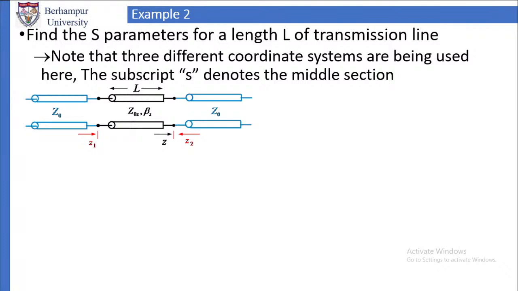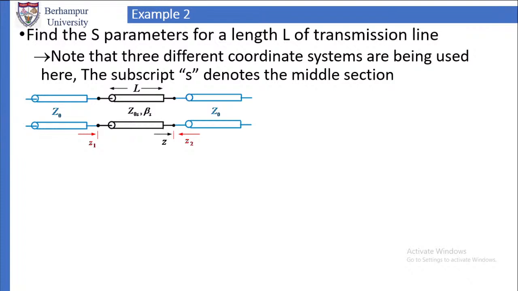Now let us see another example. Find the S parameter for a length L of a transmission line. There we saw an impedance Z inserted in series with the transmission line. Now here we will find the S parameter of a transmission line section of length L. That part is shown in black. If you look at the figure, this part is shown in black.